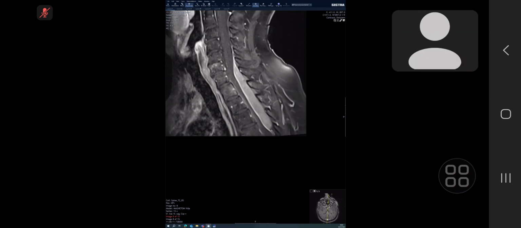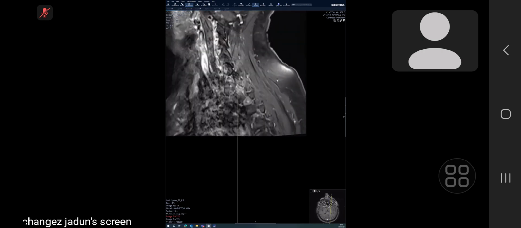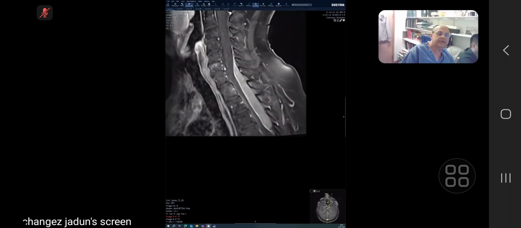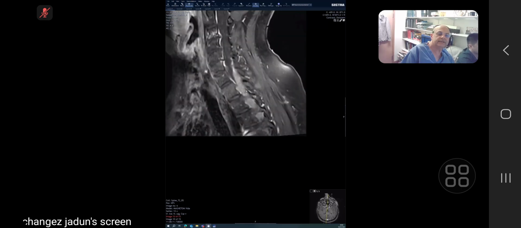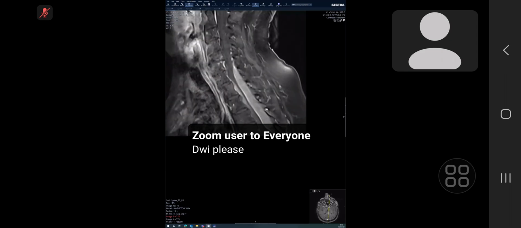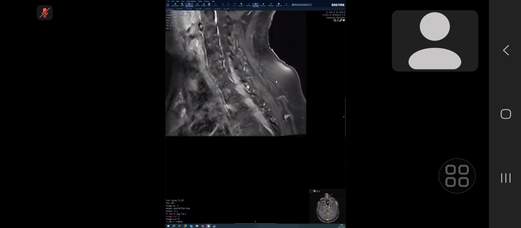Homogeneously enhancing extradural long segment lesion in the upper thoracic region. Sir, I would like to see the bones, whether it is causing any destruction of the bones of the vertebra. It is not causing any bone destruction. You can see here the bones are non-aggressive. Sir, it's a non-aggressive lesion. It doesn't appear to be malignant, so it's a benign lesion which is homogeneously enhancing.